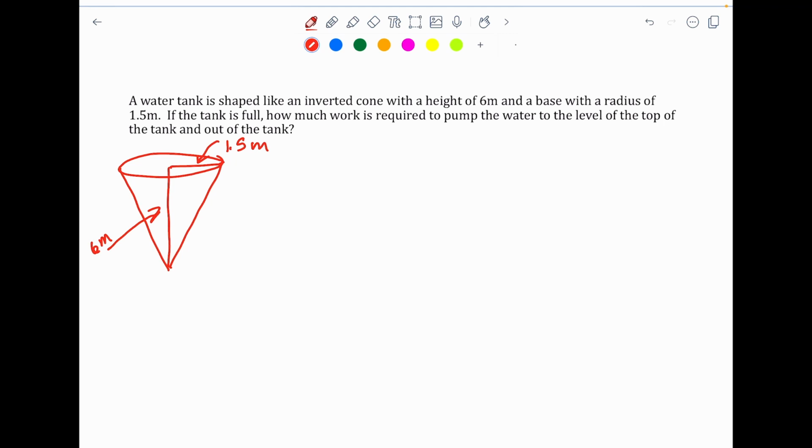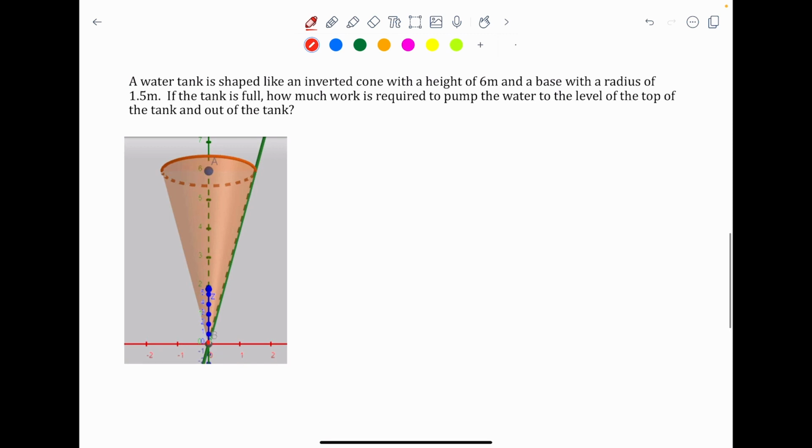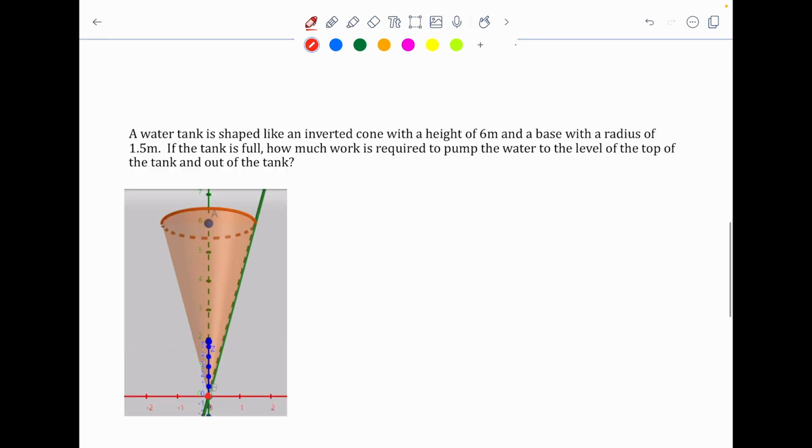You want to draw a picture, put it on a coordinate system so that you can derive equations from your picture. And so that's what we're going to do right here. Here's a 3D rendering of this particular cone, and I put it on a coordinate system, and I have the bottom of the cone at the point (0, 0), just to make some calculations simpler in these pumping problems. Let's go ahead and remind ourselves of the equation for pumping problems.